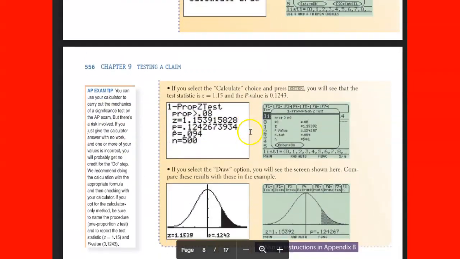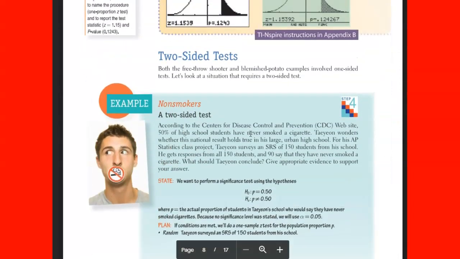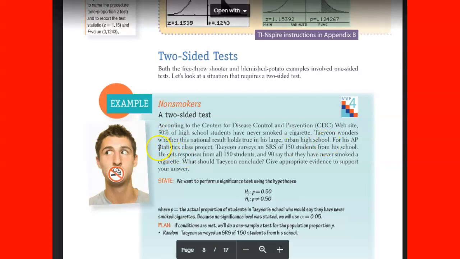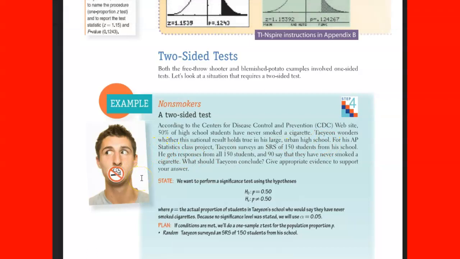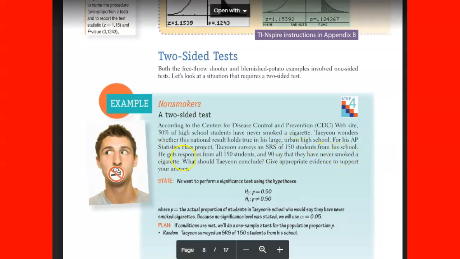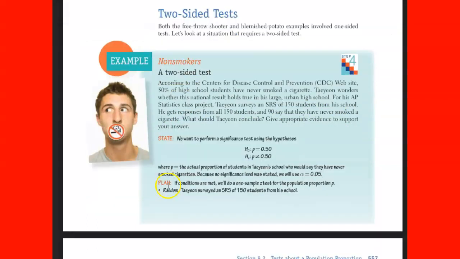Two-tailed or two-sided tests are a little bit less specific, I would say. This one is about a kid that reads something that says 50% of high school students have never smoked. Taeyeon wonders if that's true at his school. He's not saying, gosh, I think it's higher at my school, or gee, I think it's lower. He just says, I wonder if it really is 50%. So he says he's going to take an SRS of 150 kids. He asks them, 90 say they've never smoked. Good for those 90. What should he conclude?